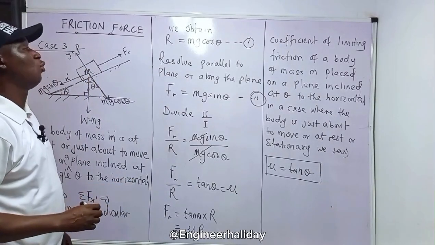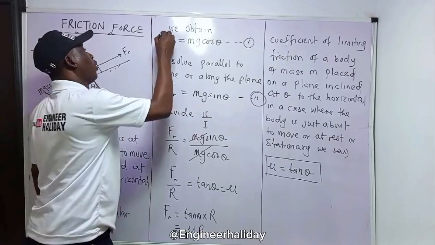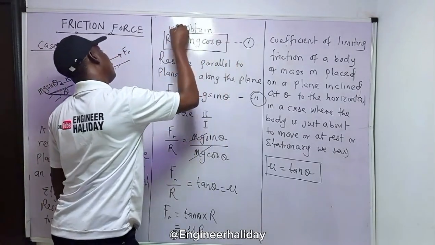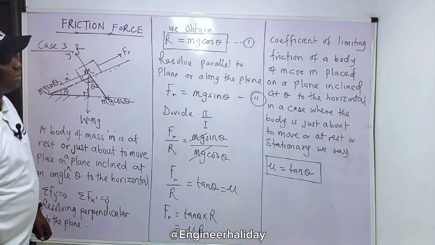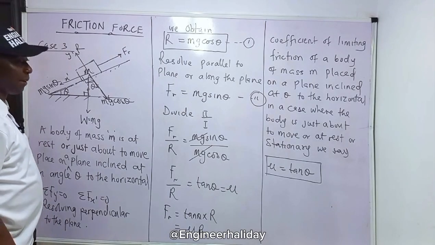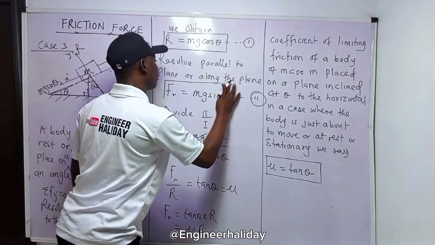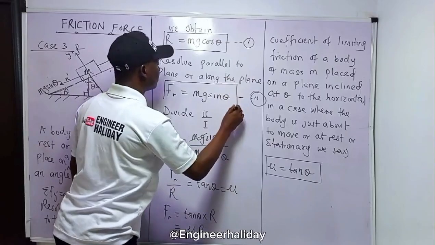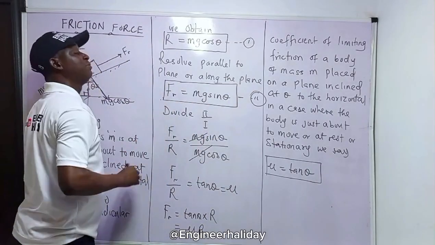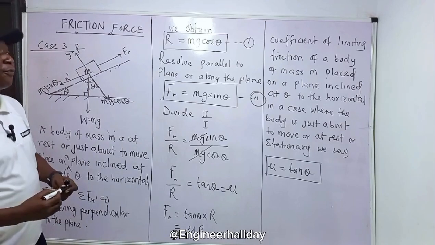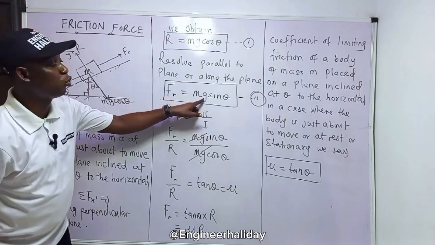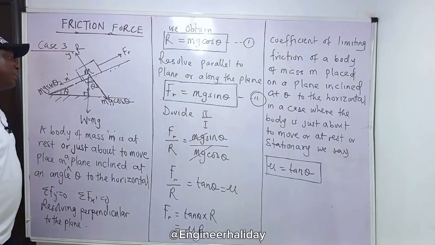Now I was also able to tell you that the reaction force equals mg cos theta when the body is just about to move, placed on an inclined plane. I also told you that the frictional force equals mg sin theta. That means the frictional force is equal to the gravitational force along the plane.